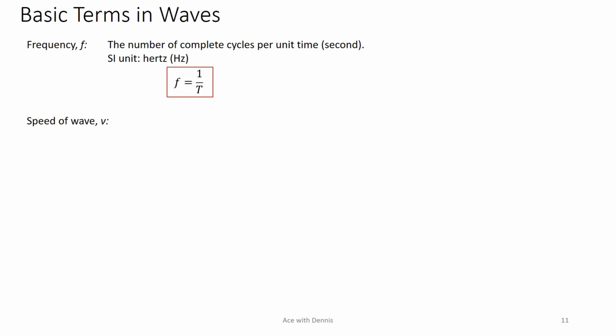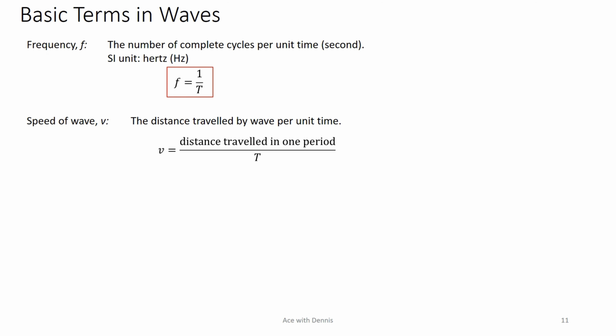Next, the speed of wave v. The speed of wave v is the distance traveled by wave per unit time. Therefore, the formula will be v equals distance traveled in one period over the period. So v equals wavelength lambda over T. We can rearrange the formula and we'll get v equals f lambda. So this is a very important formula for waves.